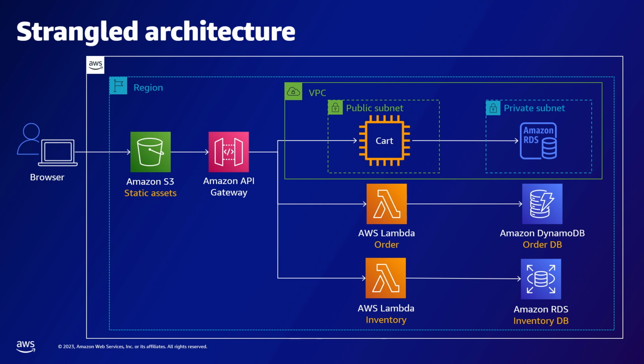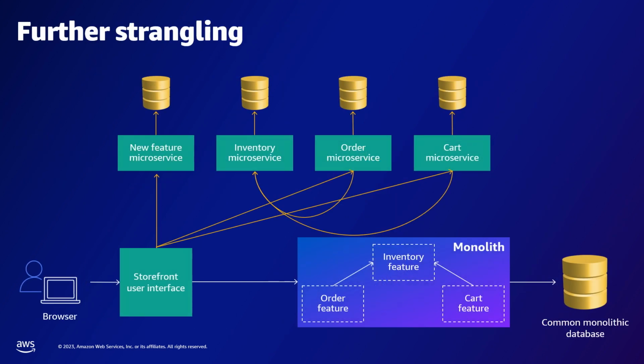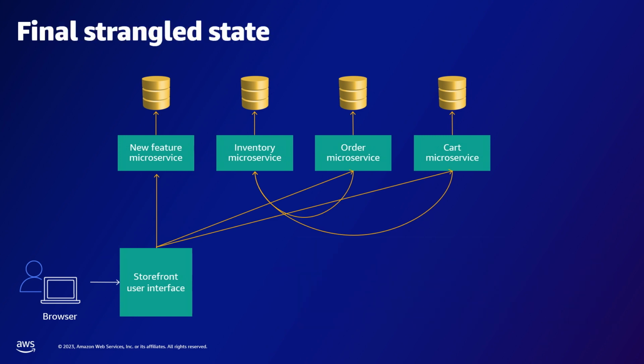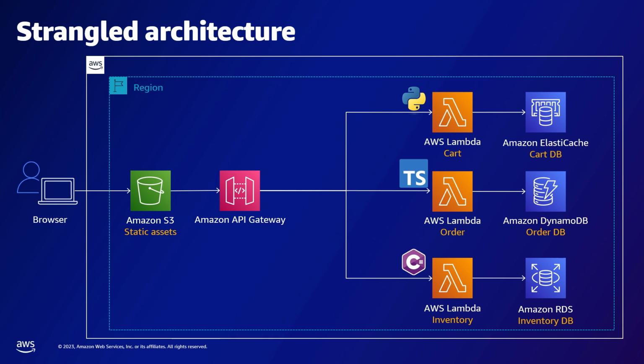for the customers. Finally, the cart feature is migrated and the anti-corruption layer can be removed. Now the monolith does not have any functionality and it can be safely decommissioned. This will be the final strangled state with the monolith decommissioned. The newly strangled architecture now has 3 microservices, each with their own individual databases.